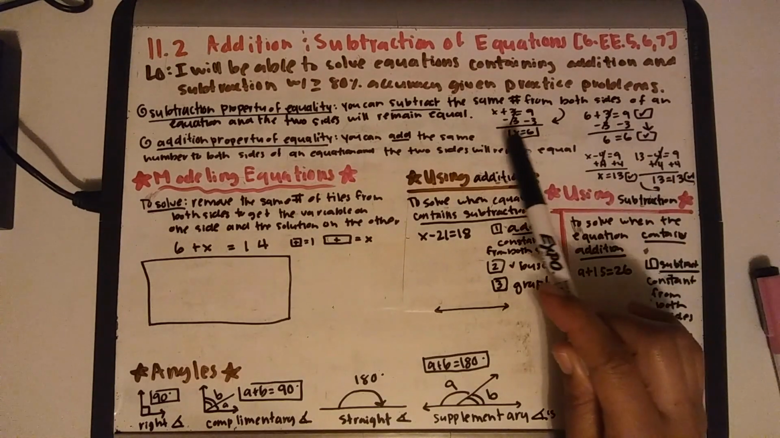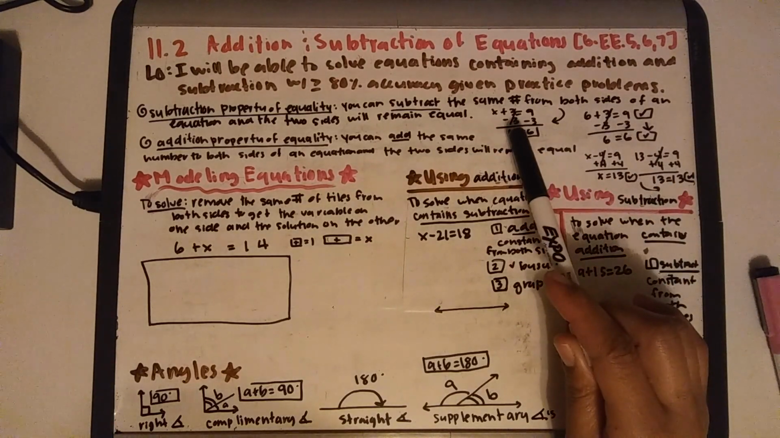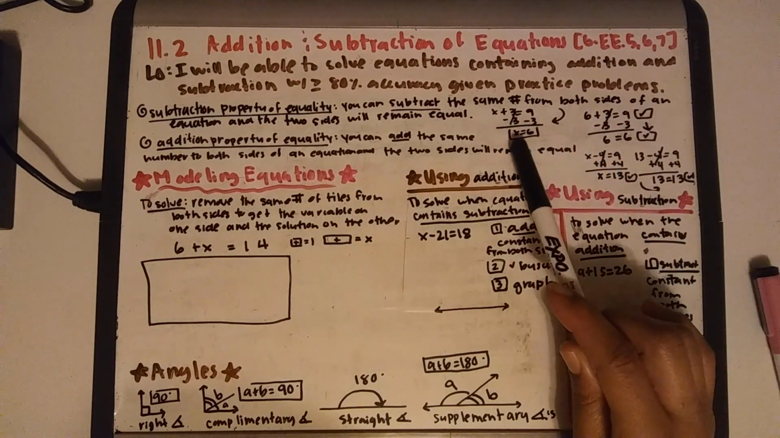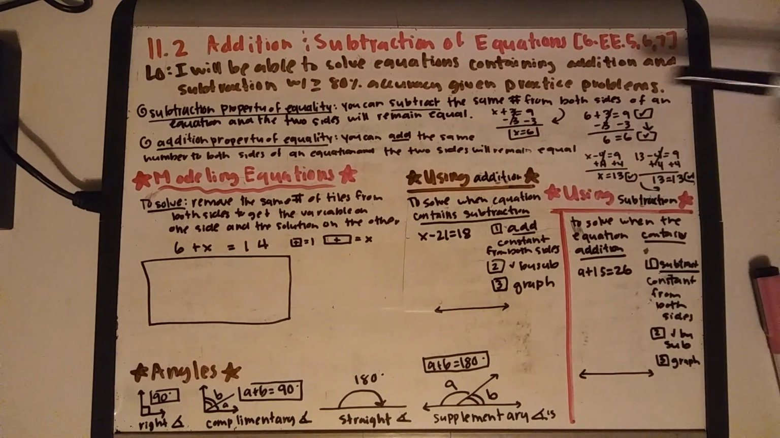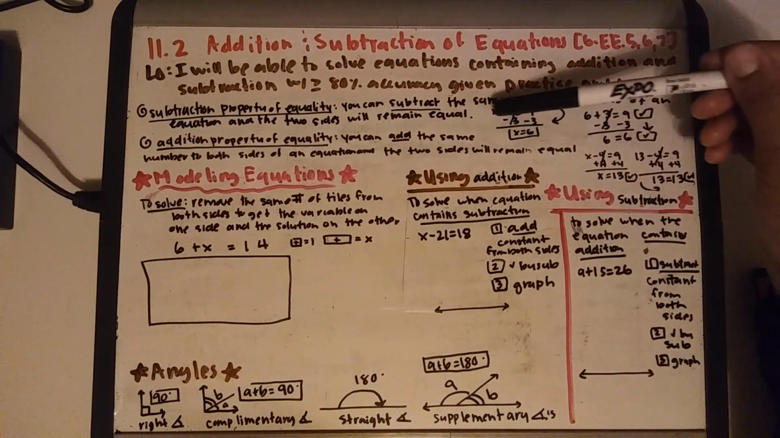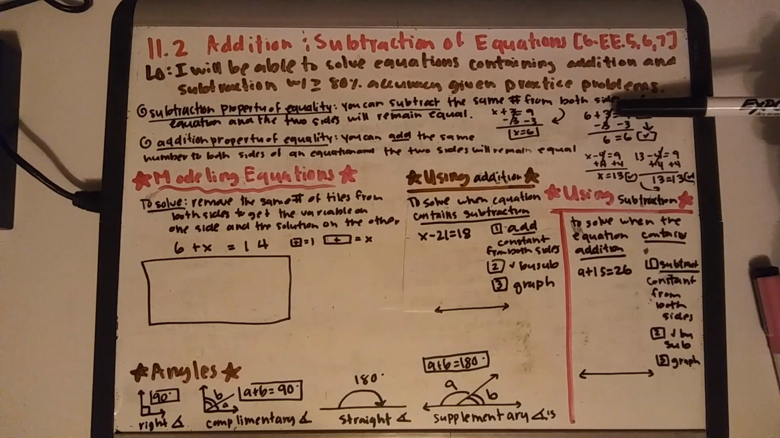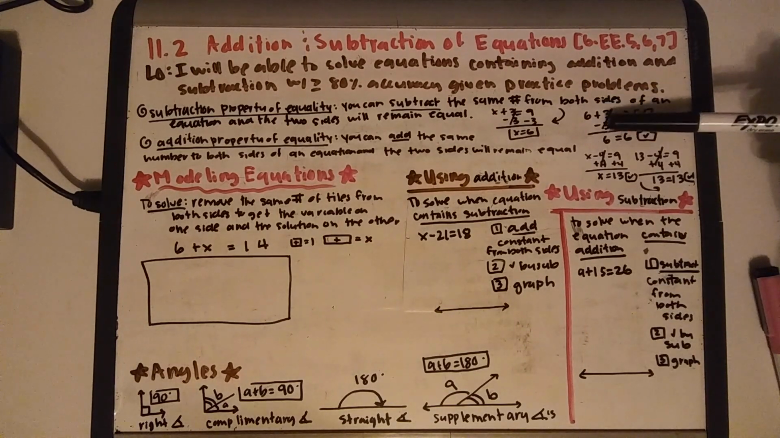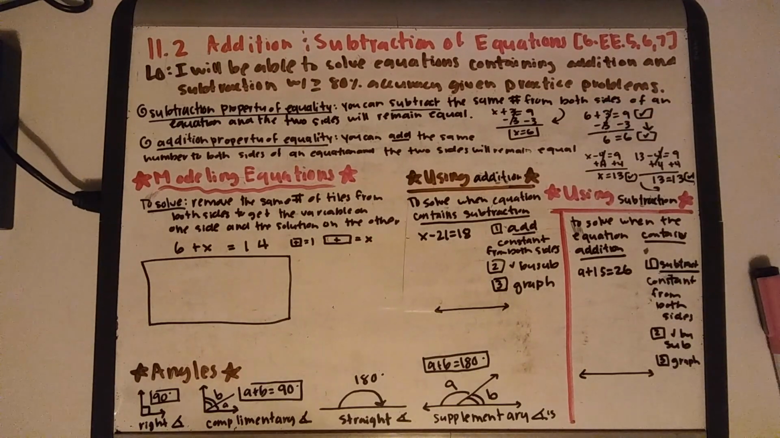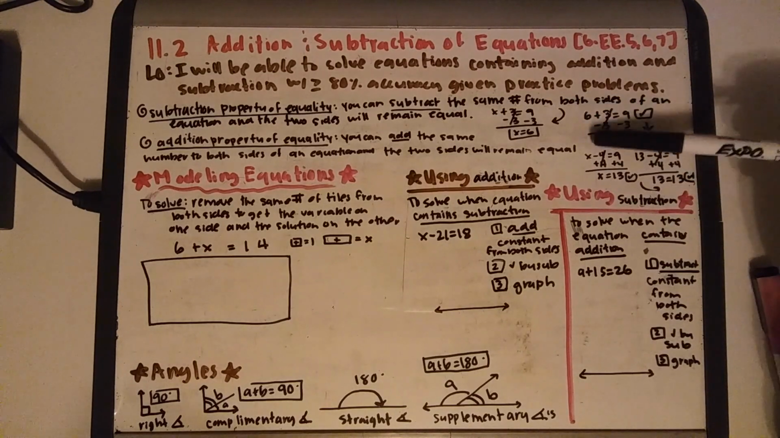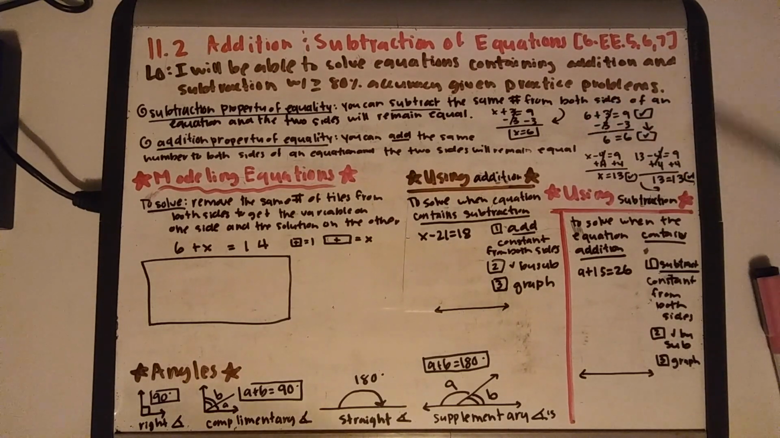So in this case, I have x plus 3 equals 9. If I subtract 3 from both sides, I'm gonna end with x equals 6. And just to prove that, if I do 6, which is my x, plus 3 equals 9, and if I subtract 3 from both sides, that cancels out because they're opposite or additive inverses. So I just have 6 equals 9 minus 3 is 6.